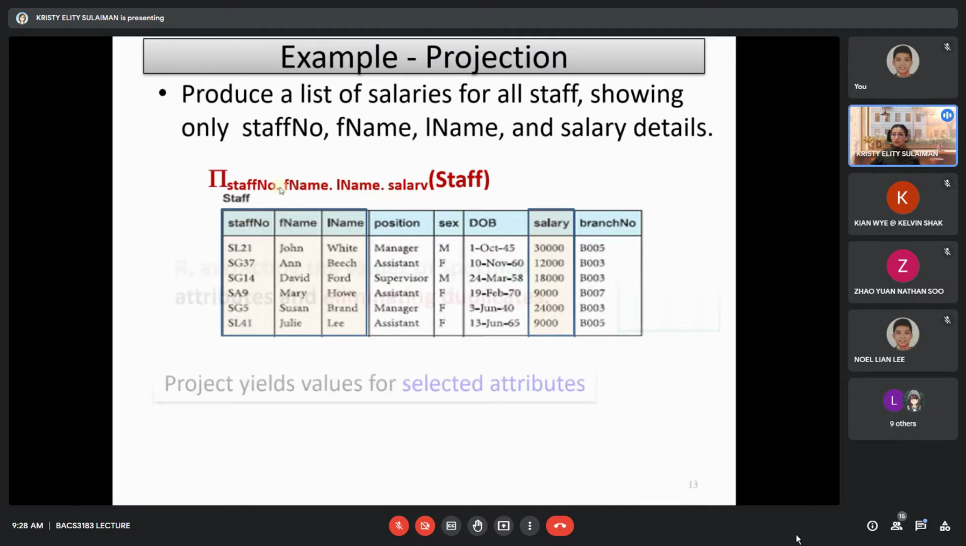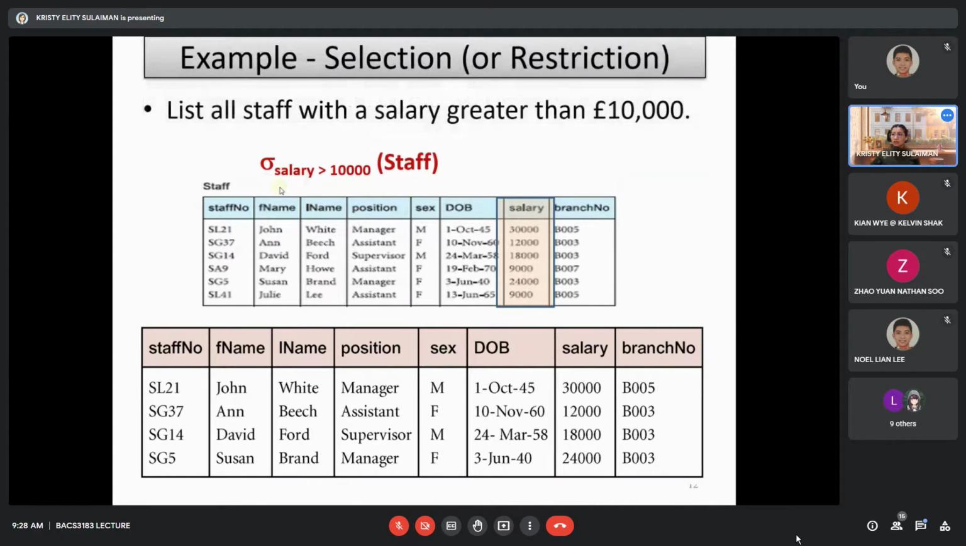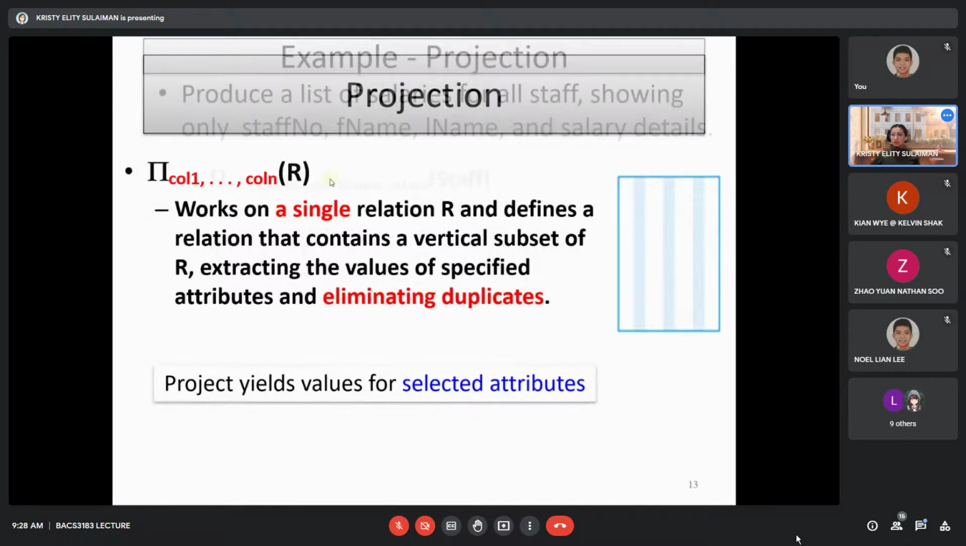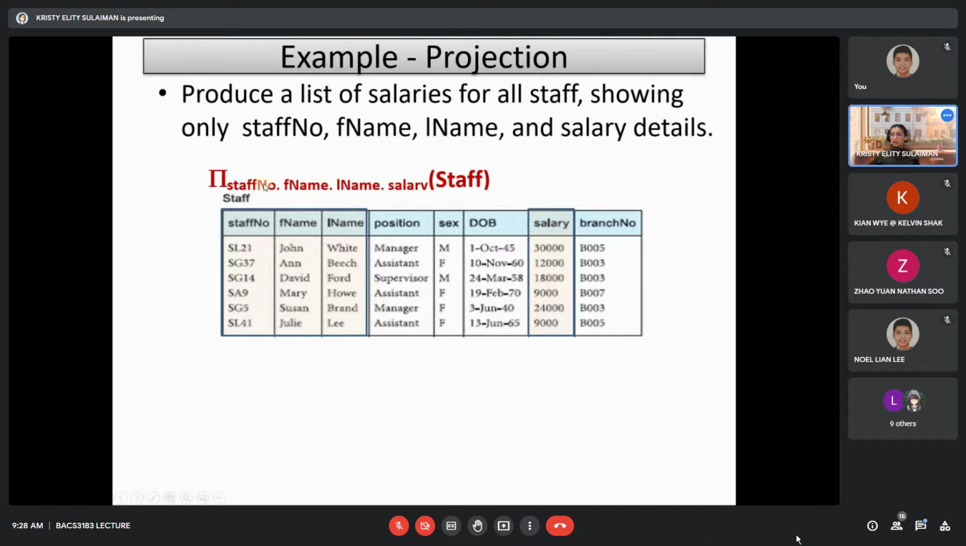So it differs from selection or restriction. For selection, it specifies a condition, but for projection, it specifies attributes, the attributes that you have under this R, under this relation, which refers to the table.